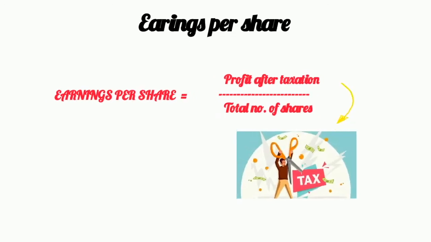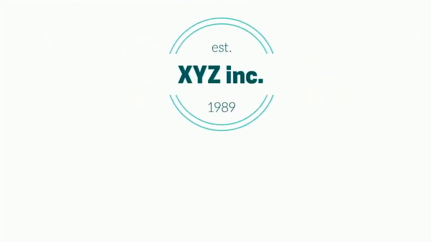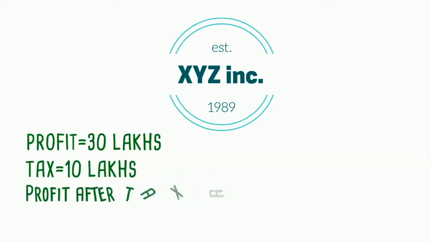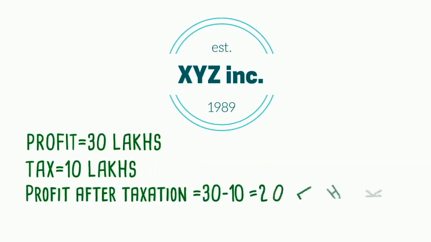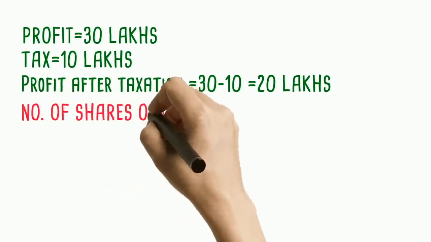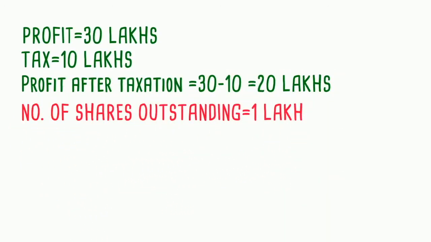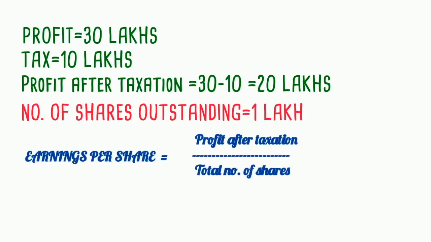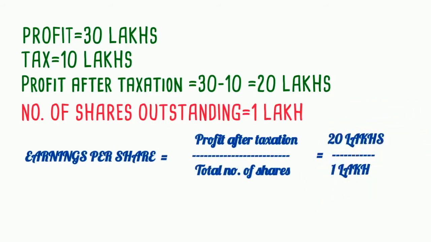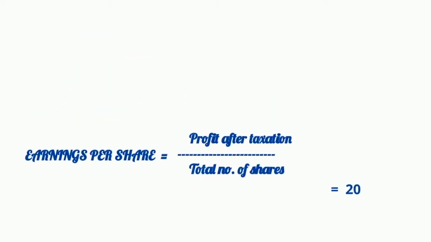So let's assume an easy example to understand. In this case, a company XYZ Incorporated made a profit of 30 lakh rupees and its taxation comes around 10 lakh rupees. So its final profit after taxation would be 30 minus 10, 20 lakhs. Then for calculation purposes, we assume the company has 1 lakh shares outstanding. Now the company's earnings per share would be 20 lakhs divided by 1 lakh. That will give a value of 20.